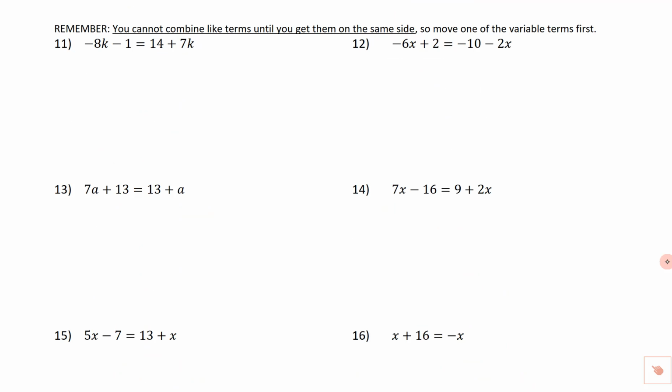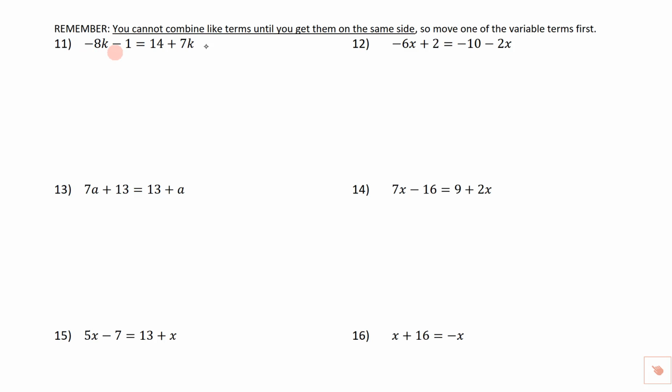You'll notice that on this other side the problems are different. Okay, we've got variables on both sides, and you'll notice I don't see any parentheses on this side yet. If you've got variables on both sides, you've got to make sure that you remember this. We cannot combine like terms until we get them on the same side. So what we've got to do first is we've got to move the variable.